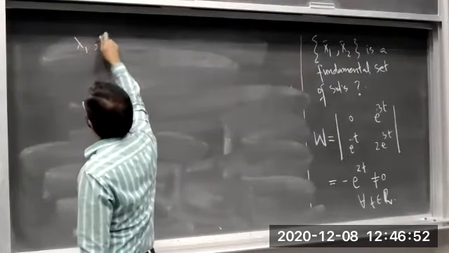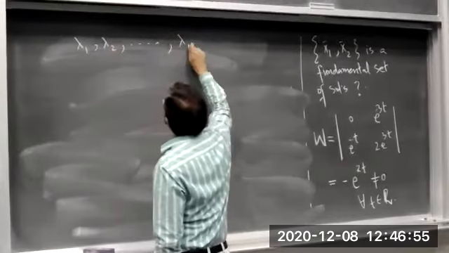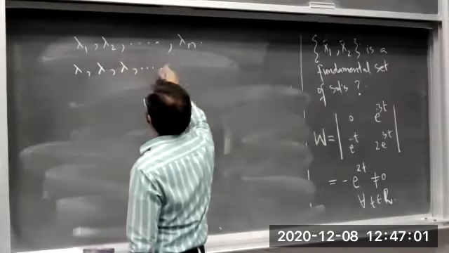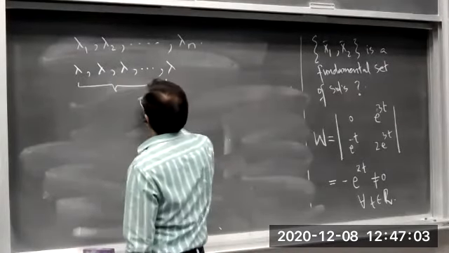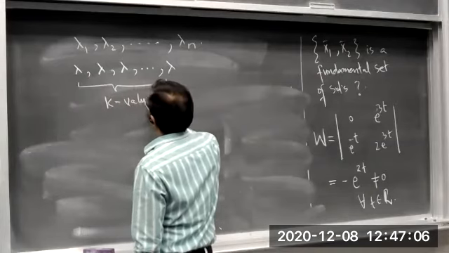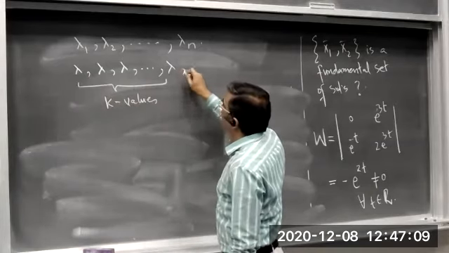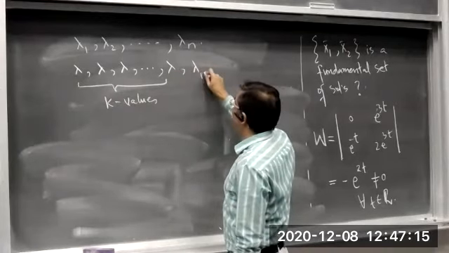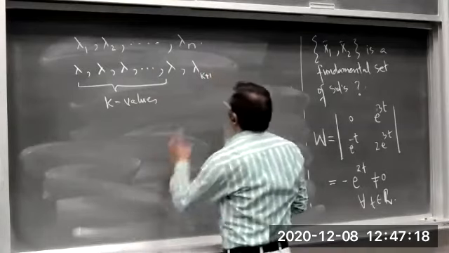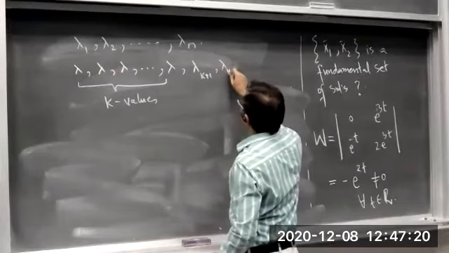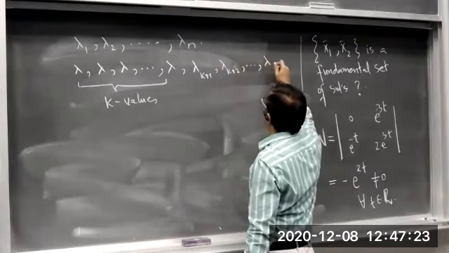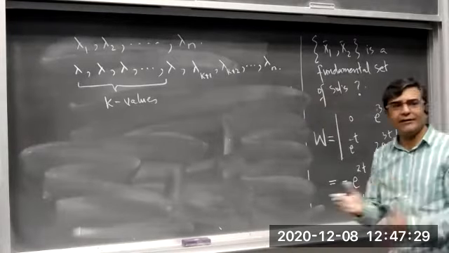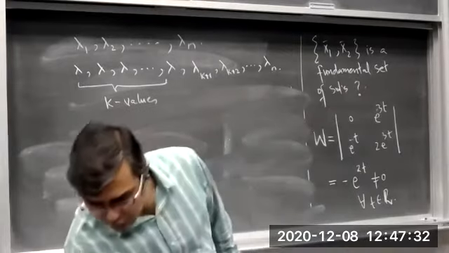Now, if we have n eigenvalues, but the first k values are identical, the first k values out of n. So this is lambda 1, 2, 3, and so on up to k, and the rest are lambda k plus 1, lambda k plus 2, and so on up to lambda n. The last value will be n. The first k values are repeated. Then how do we write the solution in this case?